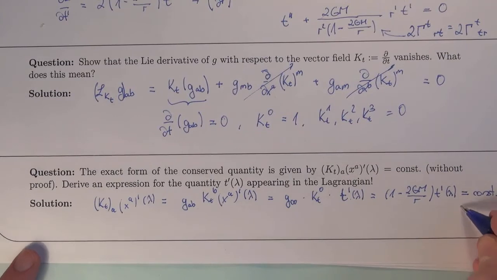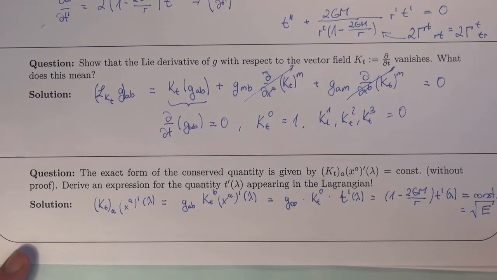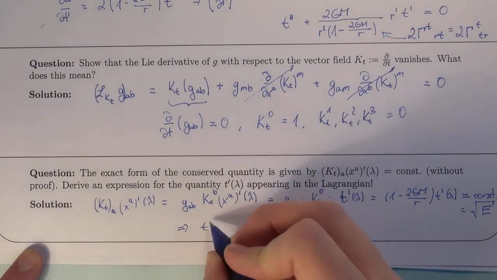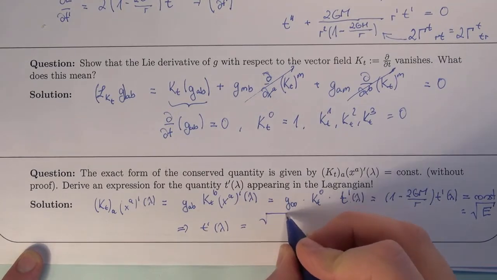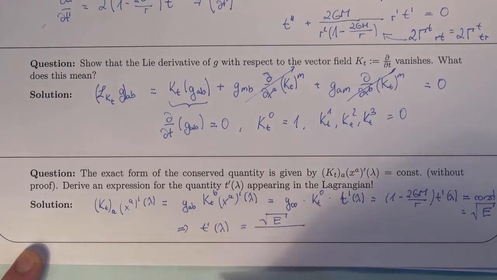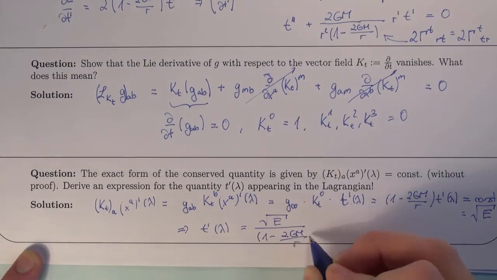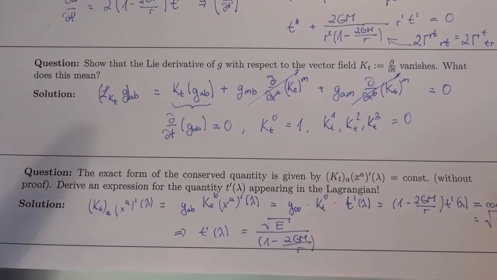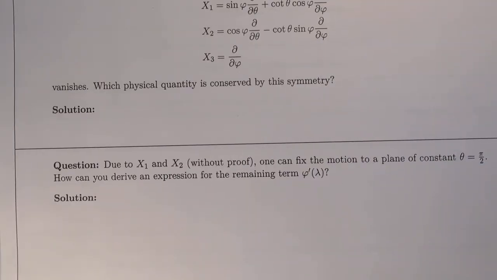And now we write this constant as the square root of some E, which will later turn out to be the energy. And then we find that t prime of lambda can be rewritten as the square root of E divided by (1 - 2GM/r). This was the first part of this exercise.